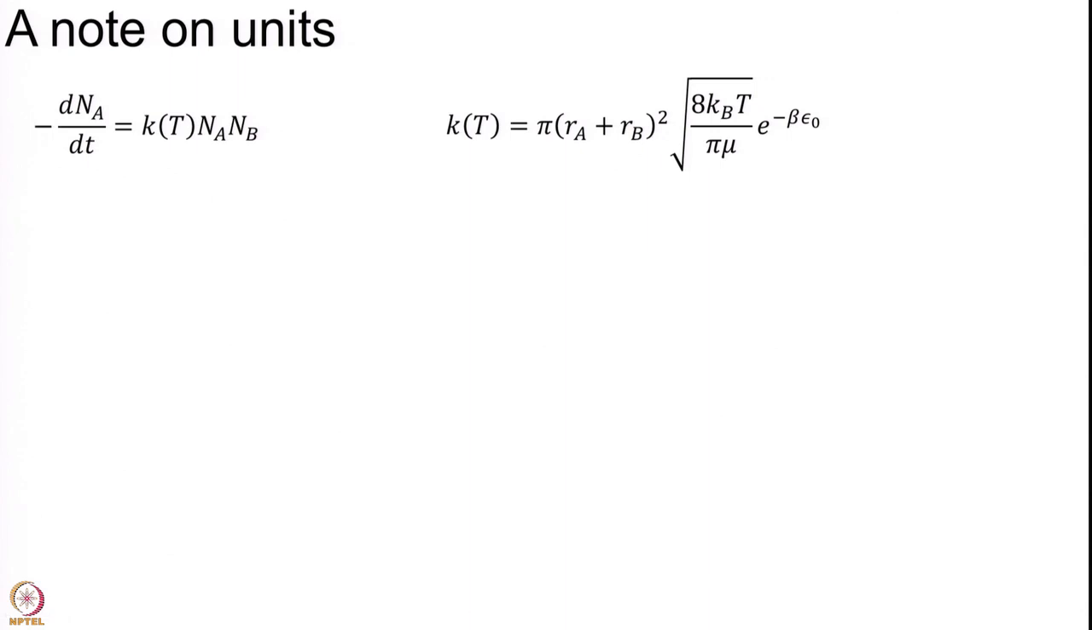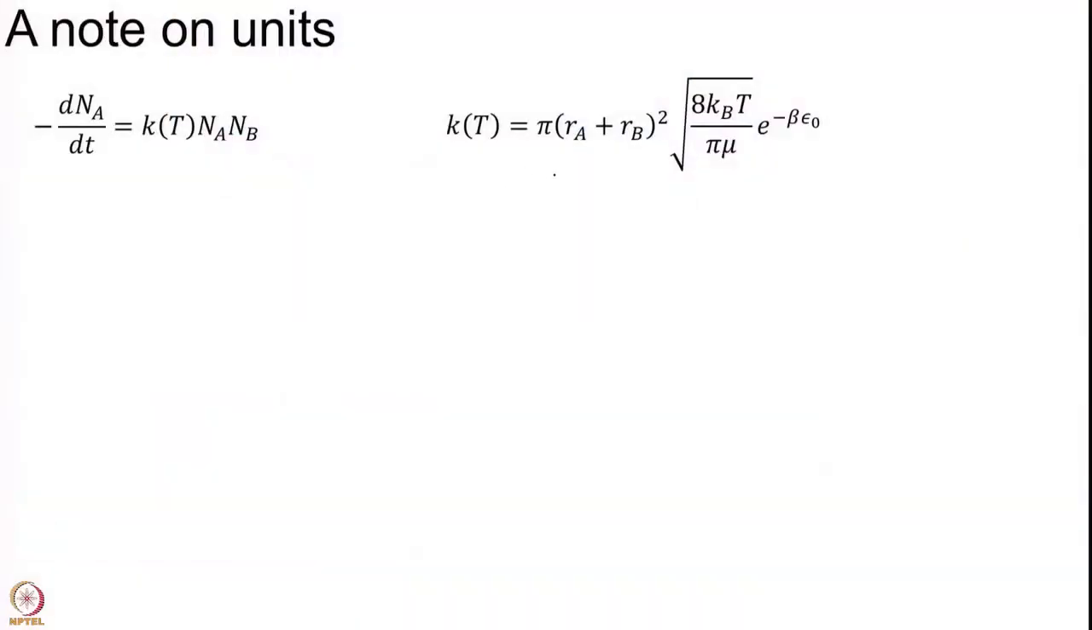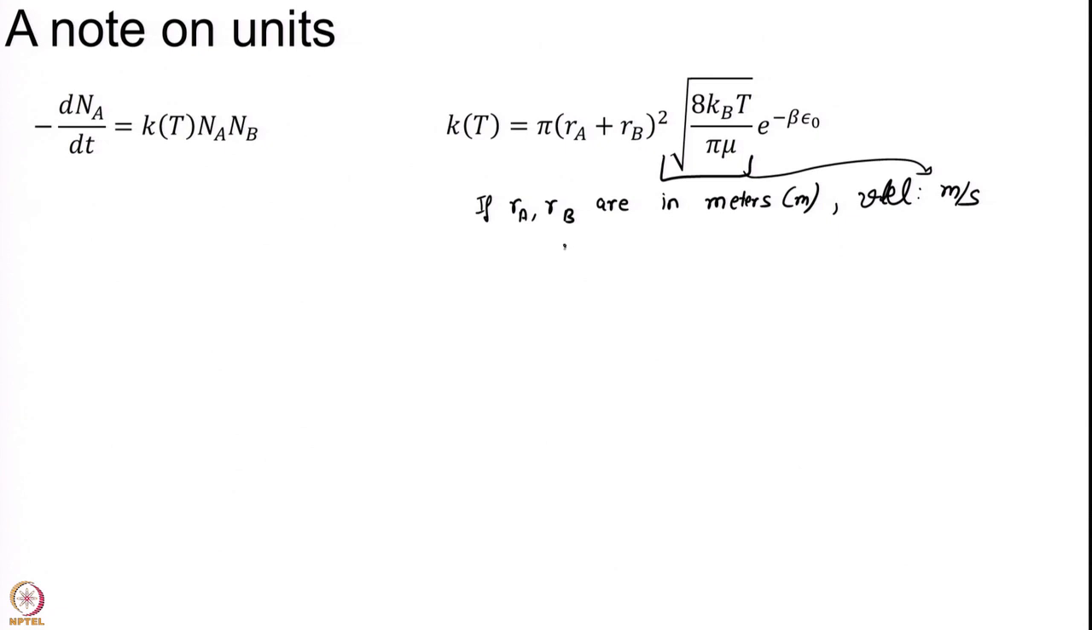One important thing before we solve problems is that of units. Units is always very, very important. Any number you calculate must always have units. So, what is the unit of k? This k that is written here, what is the unit right now? If RA, RB are in, let us say, meters, and this thing is velocity, in meters per second, then k is in units of meter cube per second, right? I have this meter square multiplied by meter per second, so I get meter cube per second.